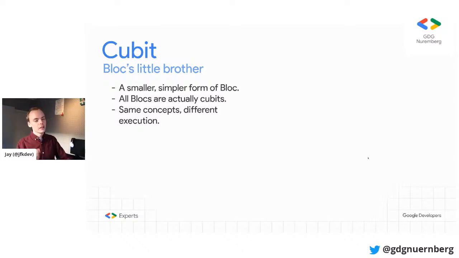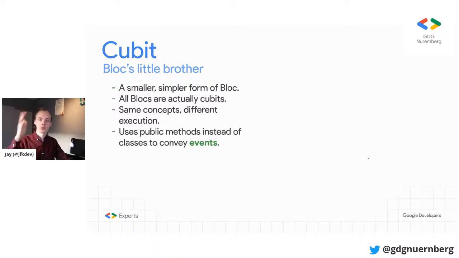The reason that I think that qubits are nicer, the main reason would be that qubits use public methods that you can just access from that qubit instead of having to convey your actions through these event classes. And the nice thing about that is now for every action that I want to do, for every event, I don't need to create a separate class and pass that over to my block. I can just say, hey, take the qubit that's nearest, like the counter qubit, and call this function on it. That's a lot easier.